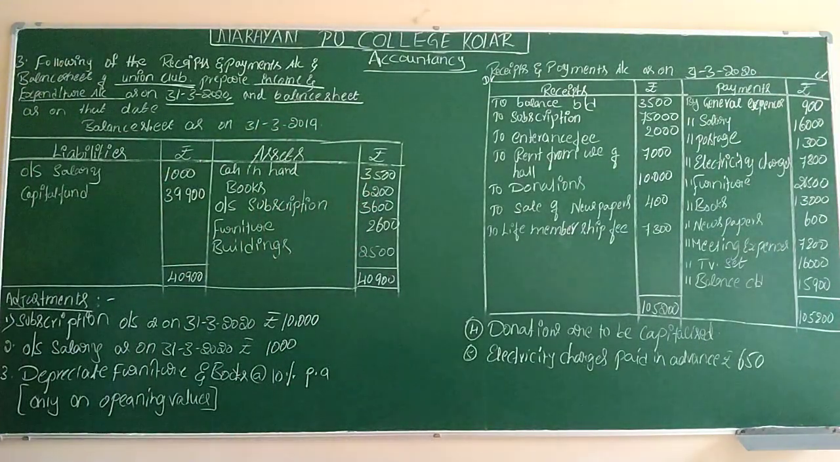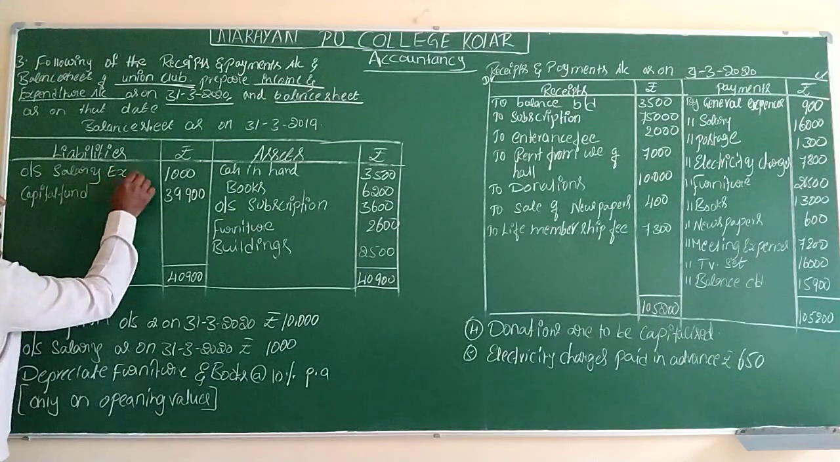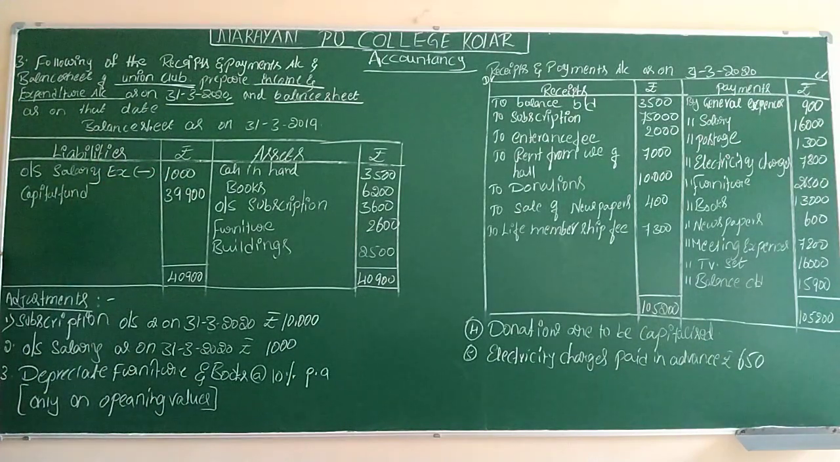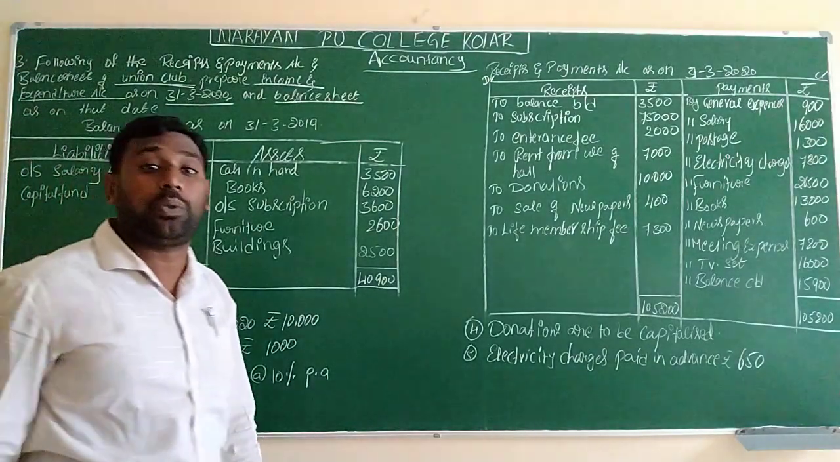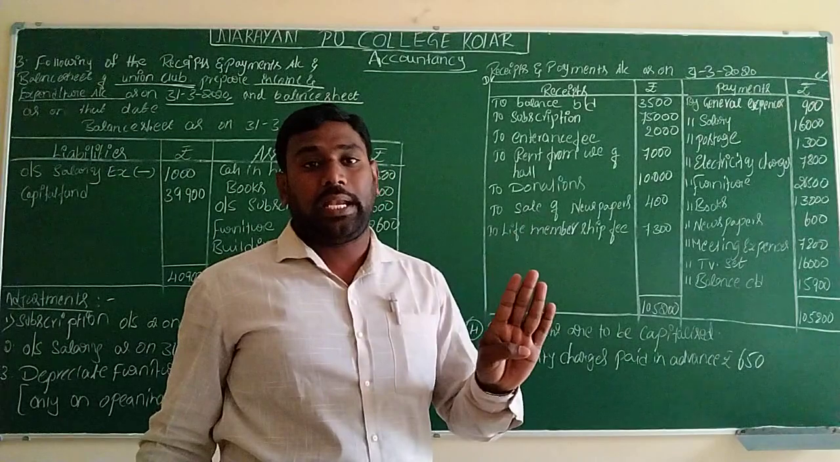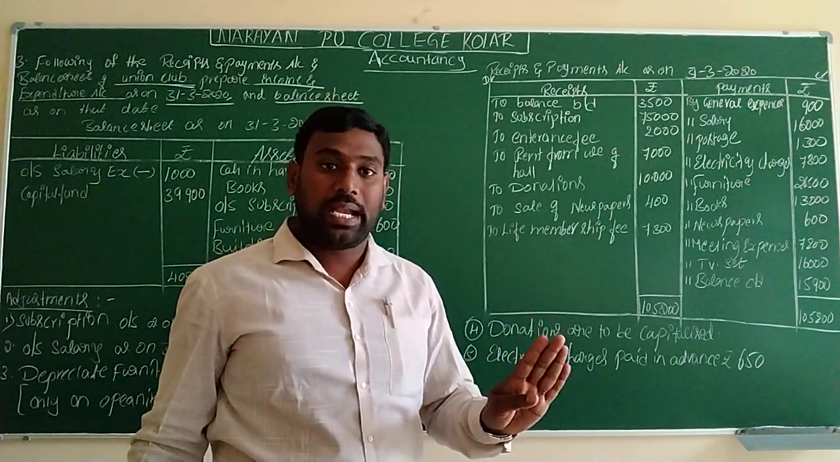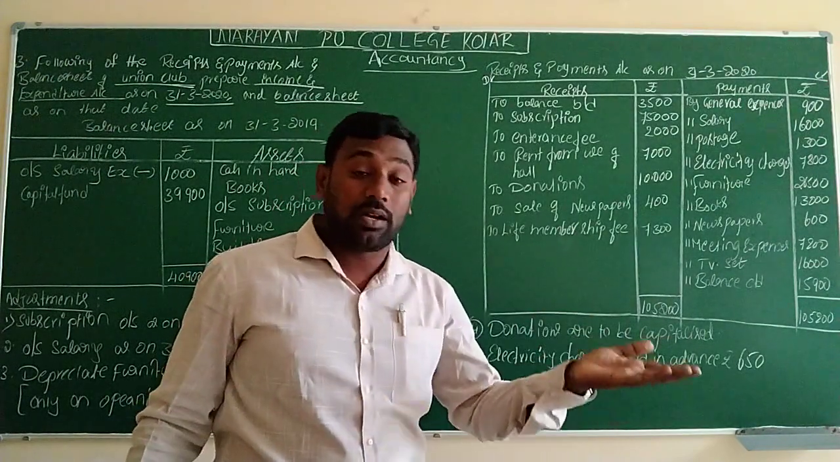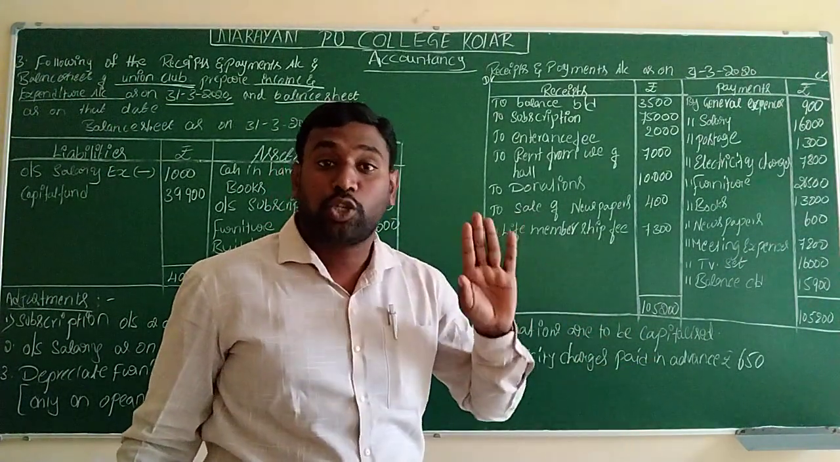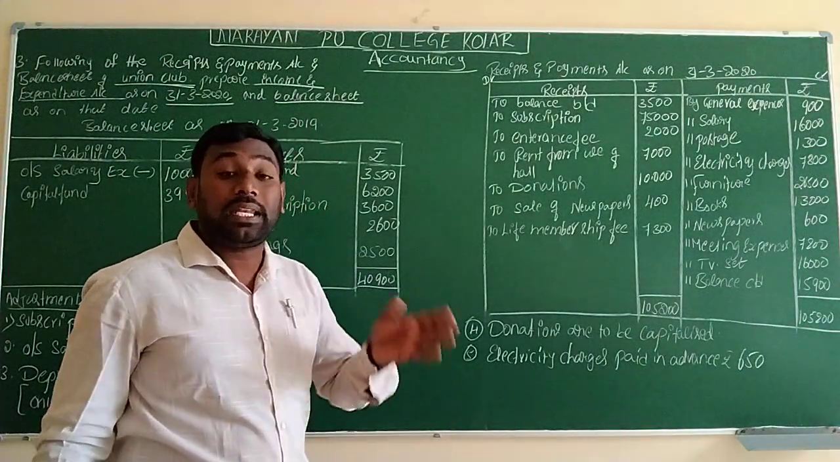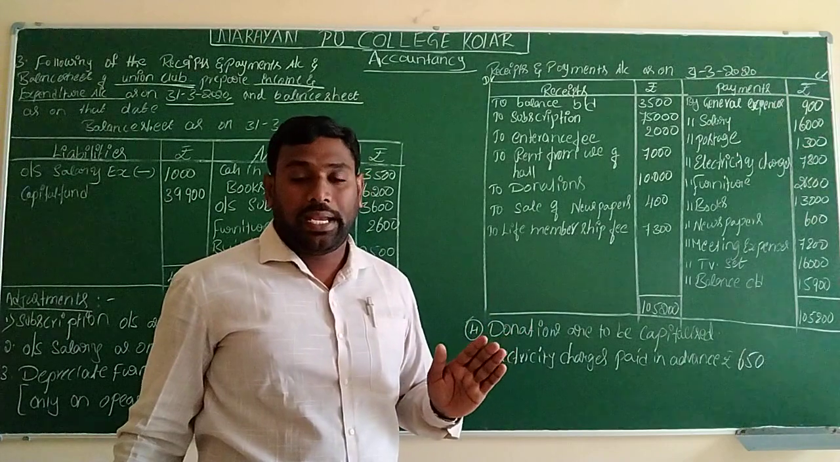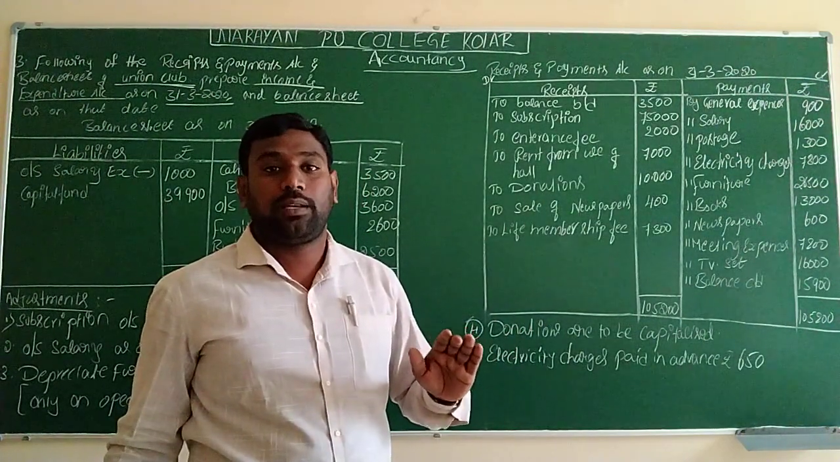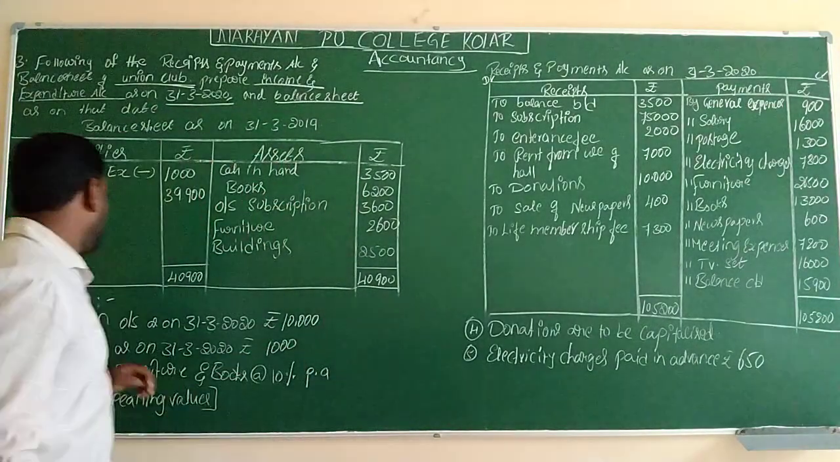Here the information is given: balance sheet as of 31st March 2019. In the liabilities, first they have given outstanding salary. Salary is an expense. Last year's outstanding we should deduct, we should minus. I am giving a note in the first video itself: present year outstanding expenses we should add. Last year's outstandings we should deduct. If there is a present year prepaid expense, we should add it. Last year's prepaid, we should deduct. We have to treat it oppositely.